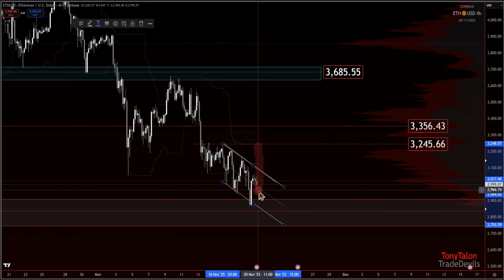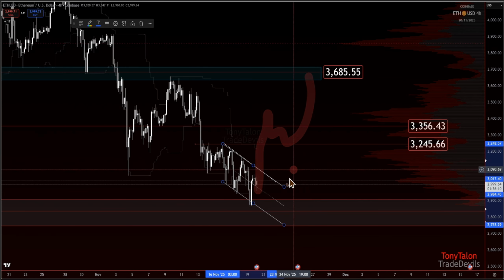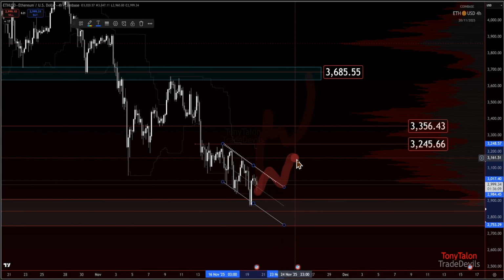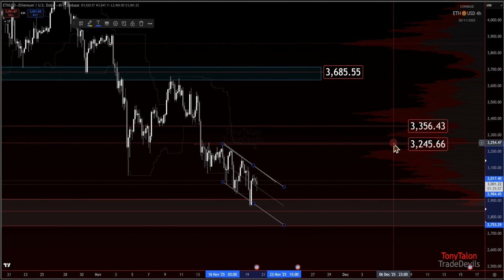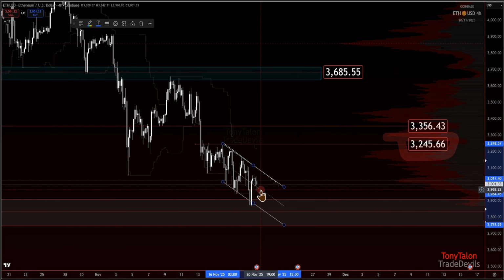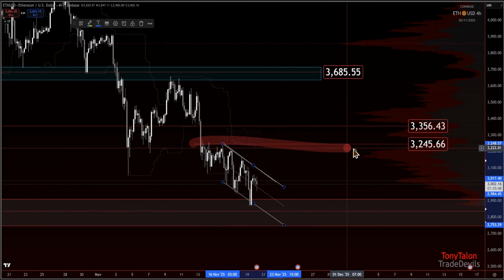How are we approaching these levels? Are we going to blast it and then come back to it and then find continuation? Or are we going to come to it all corrective and then dump like we did over here? So that's why it's important to not only make sure you know where these levels are, but know when they print how to play them. Again, nothing's 100%, but that's typically what I do.